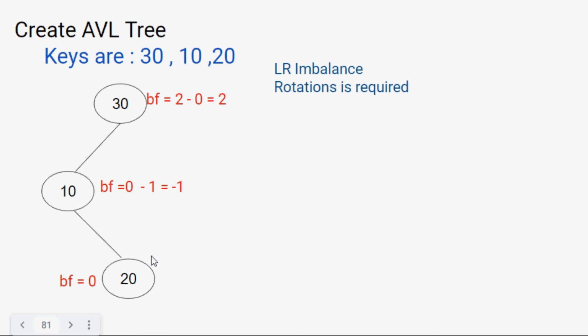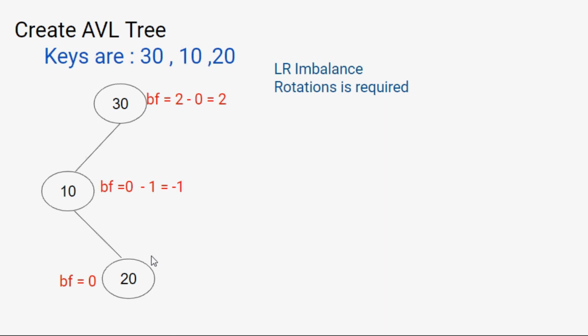Now how can we fix this LR imbalance situation? We need to perform two steps for that. We cannot simply do it like in the earlier example, because that was simple: we were pushing one node towards the root and pulling one node from the root. But here that could not be done. Why? Because 20 is the right child of 10, so we cannot do the rotation in one single step. We need to perform two steps.